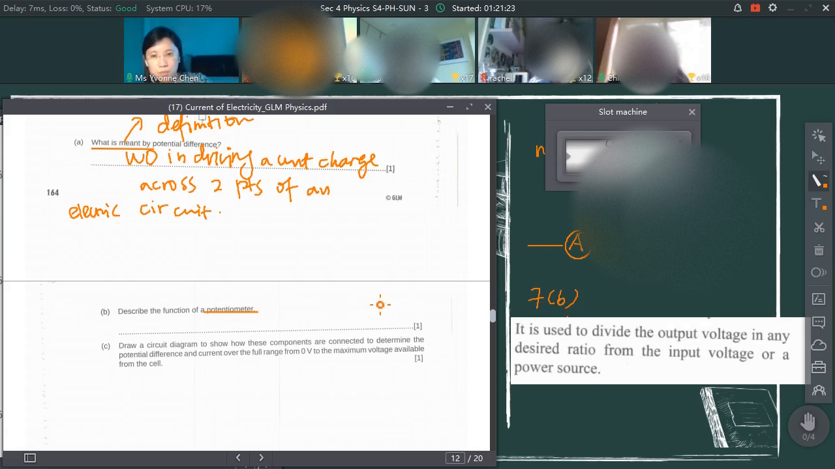A potentiometer is used to divide the output voltage in any desired ratio from the input voltage or a power source.